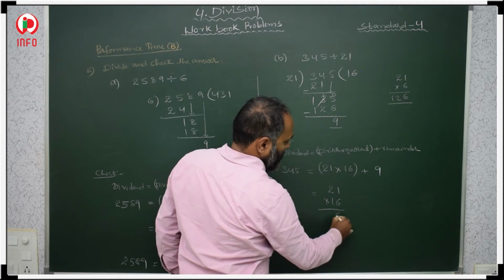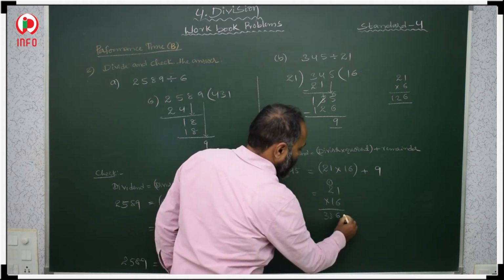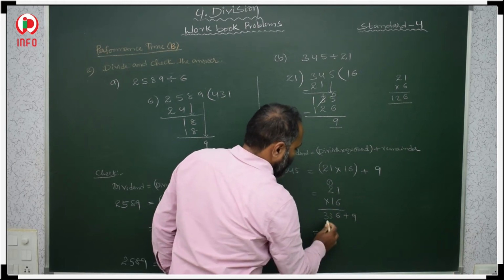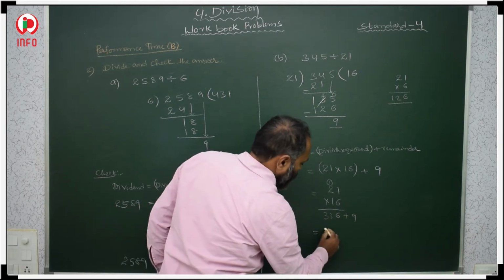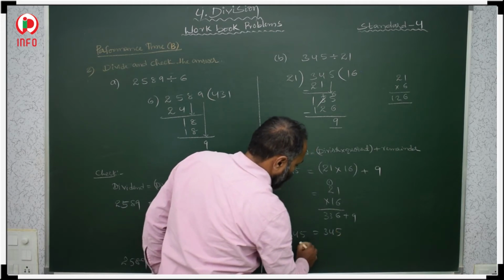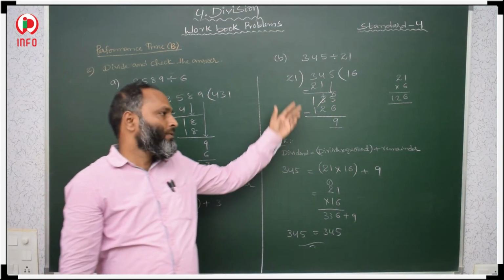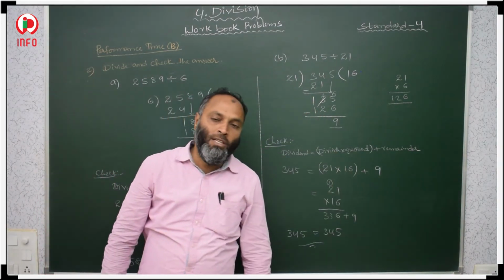16 ones are 16. 16 twos are 32. 33. 33 plus 9. 336 plus 9 is 345. 345 is equal to 345. So here LHS is equal to RHS. In this way we have to divide and we have to check our answer. Okay.